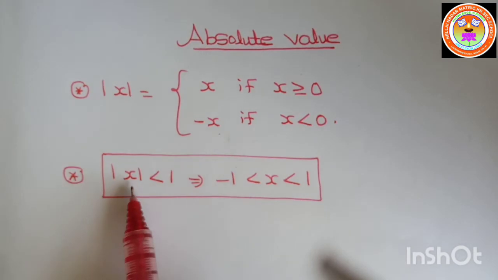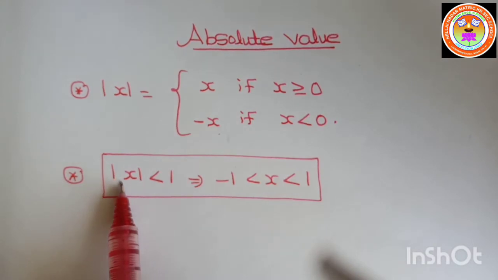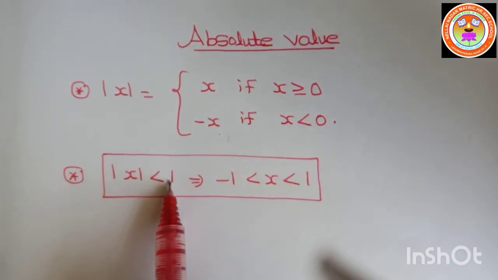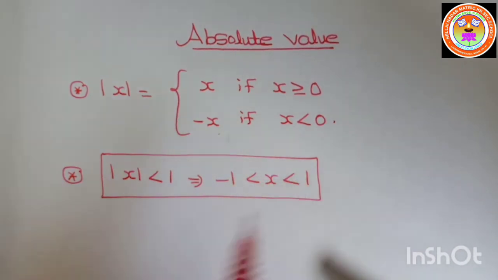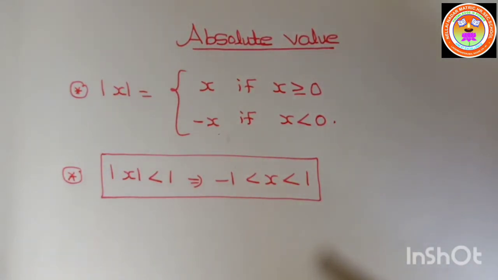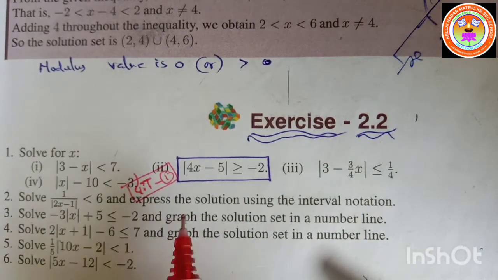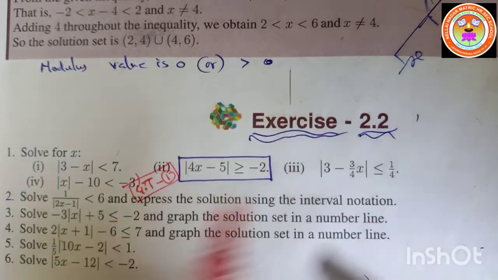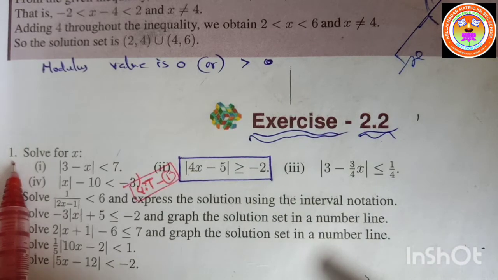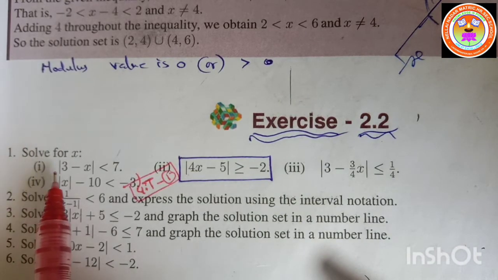This is an important result for all the sums. This particular result you must apply. Modulus of x is less than 1 means minus 1 is less than x is less than 1. Now I'm going to exercise 2.2. First Roman letter, first sum.